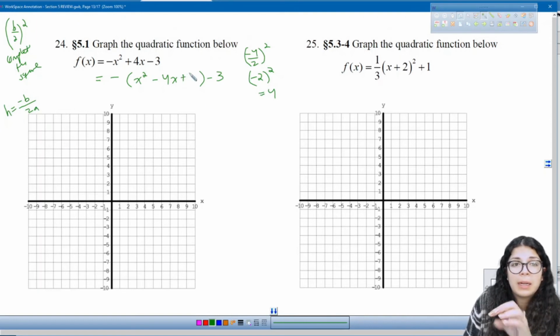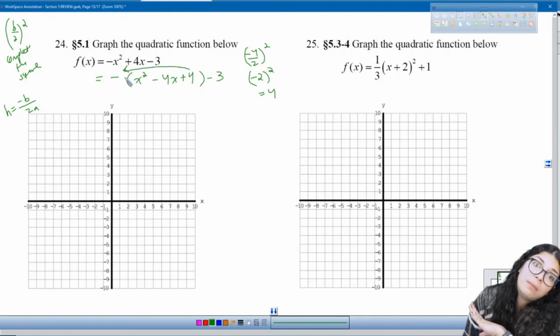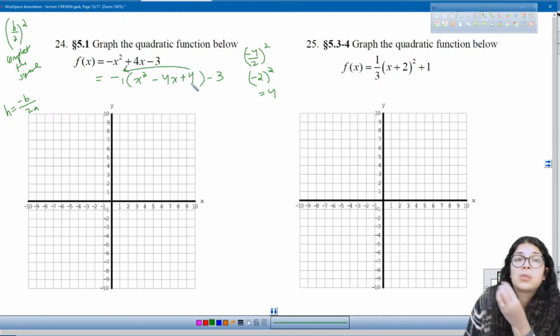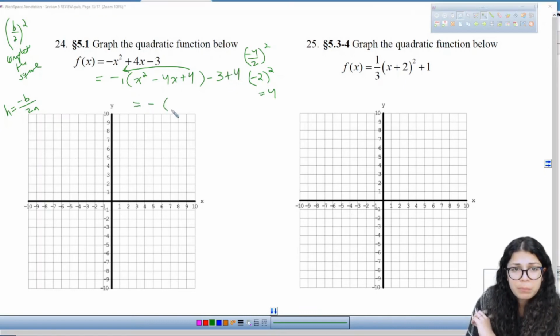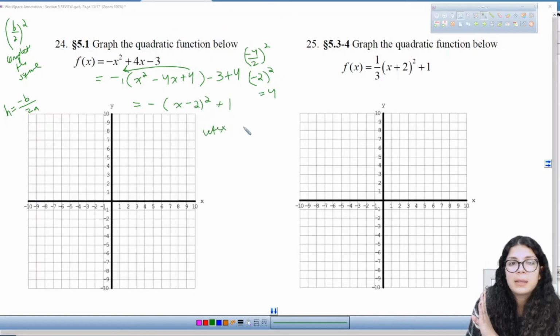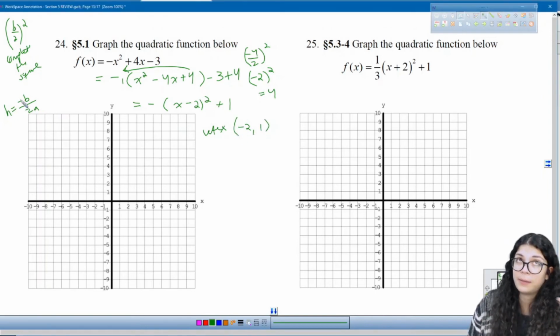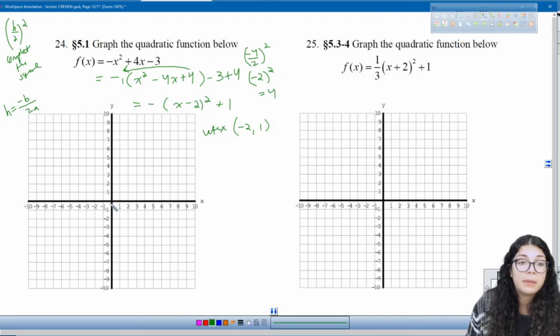For completing the square, I need to add 4 here. Now that 4 is not actually a 4. It's a 4 times a negative 1, so I actually subtracted 4. What I need to do to balance is add 4 on the back. So my final vertex form is negative, x minus 2 squared plus 1, so my vertex is negative 2, 1. Of course, alternatively, I could have used the formula to find the x and then plug x in to find the y value. But the point is the vertex is negative 2, 1.